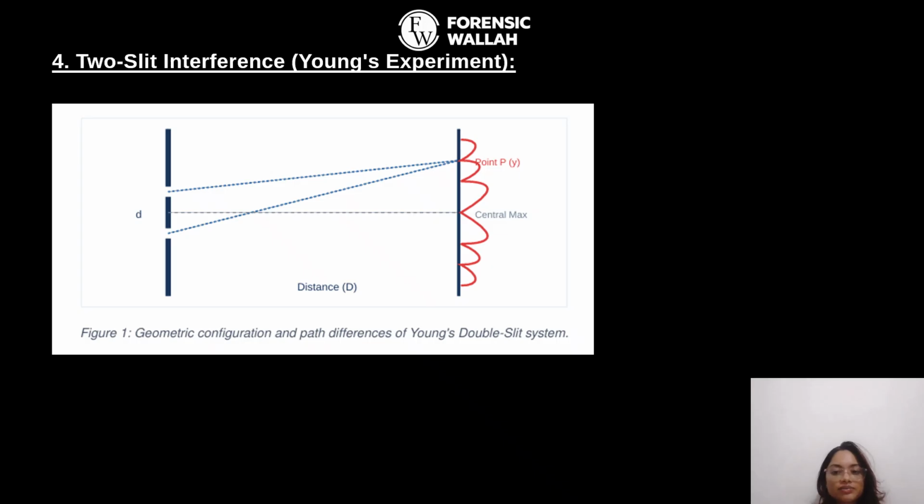By substituting this approximation into our path difference equation, we can isolate the linear distance between any two adjacent bright bands or two adjacent dark bands. This distance is known as the fringe width, denoted by the Greek letter beta. It is calculated using the formula.